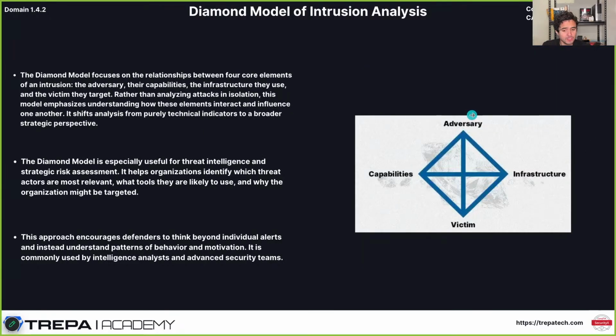Diamond model of intrusion analysis, another framework that can help us. The diamond model focuses on the relationships between 4 core elements of an intrusion: the adversary, their capabilities, the infrastructure they use, which is also like your attack surface, right? What do you have available? So the infrastructure is also your attack surface along with their infrastructure. And the victim they target, so the victim being you.